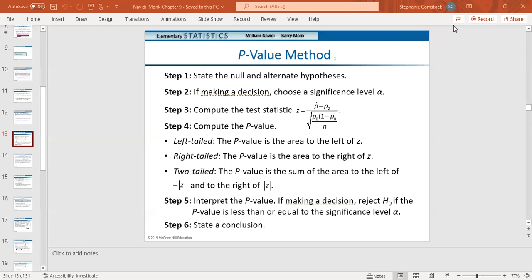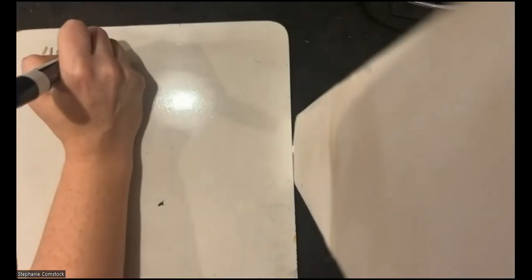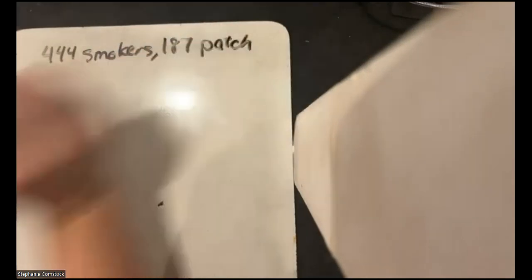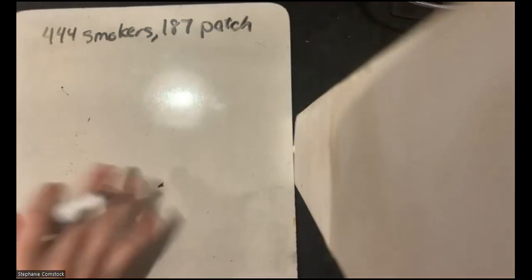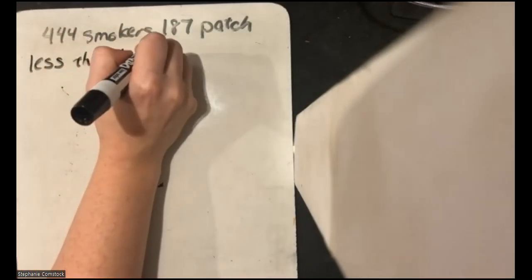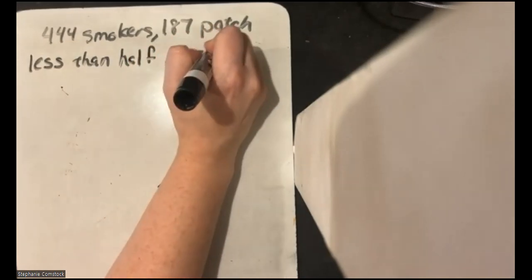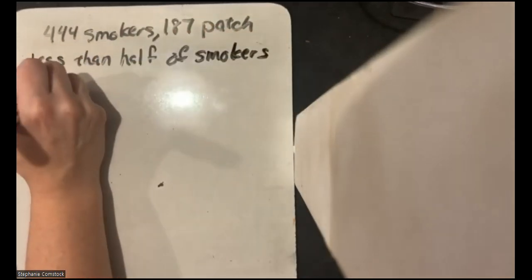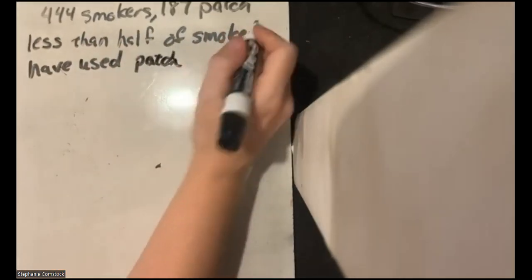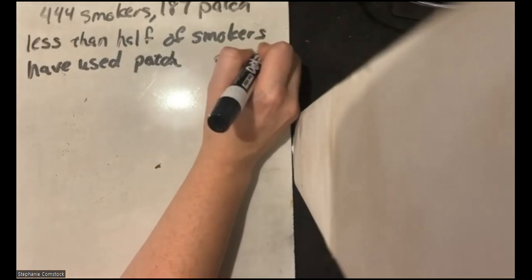So we're going to take a look here at doing our lovely bit of math. The example we're going to start with is we've got 444 smokers, and 187 reported that they had used a patch to try and quit smoking. Can we conclude that less than half of smokers have used the patch? And they're going to ask us to set alpha at 0.05.